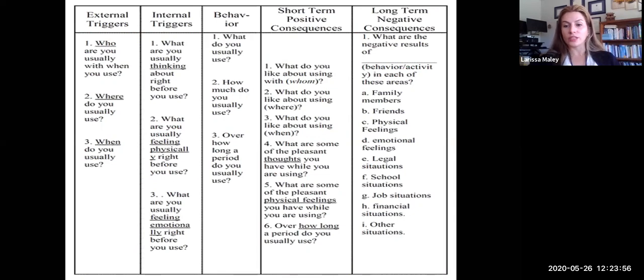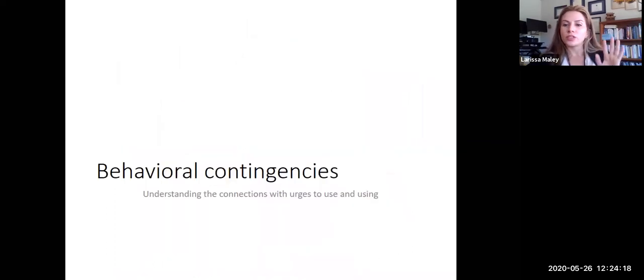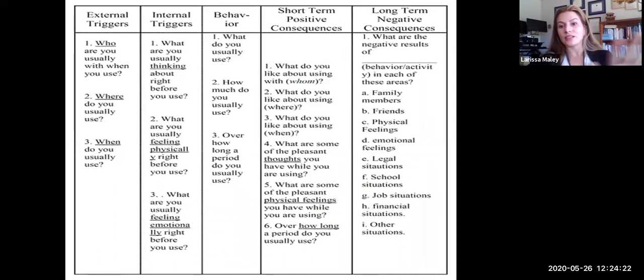It'll have these questions on it that ask them to think through, okay, the last time that you used, who were you with? Where were you? When was it? What were the things you were thinking about? What were you feeling physically? What were you feeling emotionally? What were the behaviors connected to it? And then what are the short-term and the long-term consequences? This worksheet is going to give you a ton of detail about the individual's triggers. Or you can just ask these categories if you don't want to use something as structured as a worksheet.